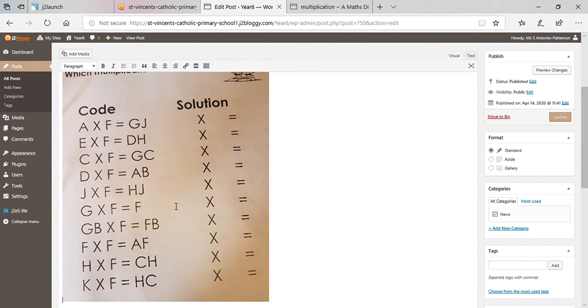Similarly, I can see here that GB times F equals FB. I'm going to use that same principle, and I'm going to say that G equals 1, but it's not a 1 anymore because it's got a different place value. So it can't be 11 because it would be GG. Could it be 10? Could it be 12? You tell me.